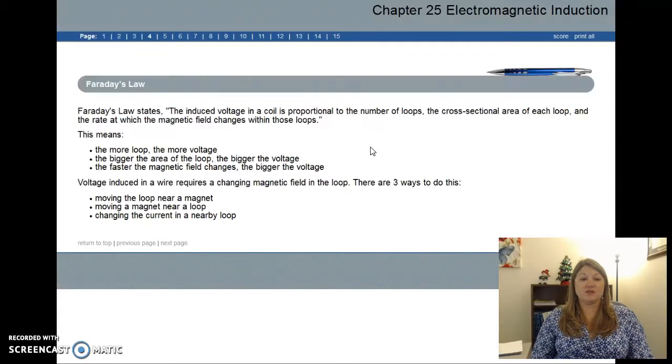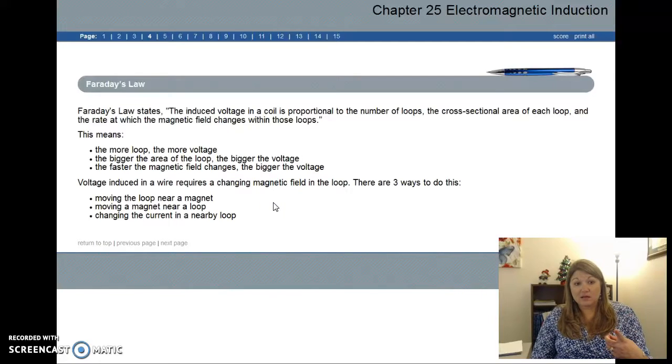We already talked about this a little bit. More loops, more voltage. Bigger area, bigger voltage. Faster field changes, bigger voltage. Well, how do you make that happen? The bigger loops and the more loops, that's obvious. But by making the magnetic field change faster, you can do that in three ways.